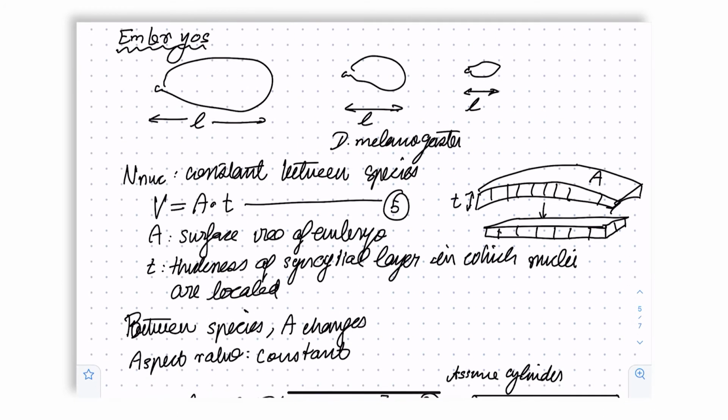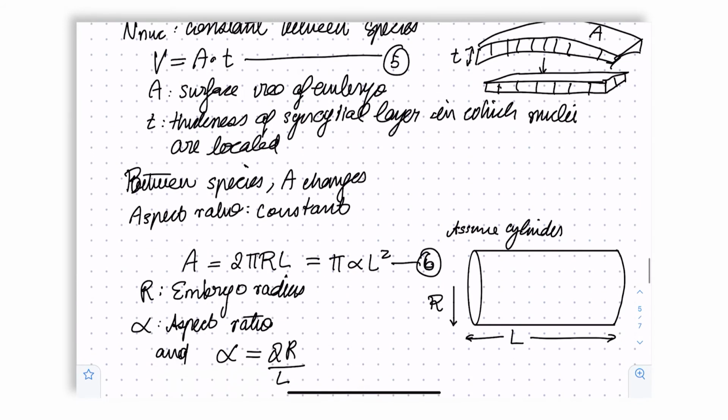T is the thickness of the syncytial layer, because the nuclei are not actually all over the embryo at this stage. They are in fact in a single, one-cell-thick layer under the embryonic wall. Between the species, area changes, thickness does not, and the aspect ratio remains constant. Which aspect ratio are we talking about? We're talking about the diameter to the length.